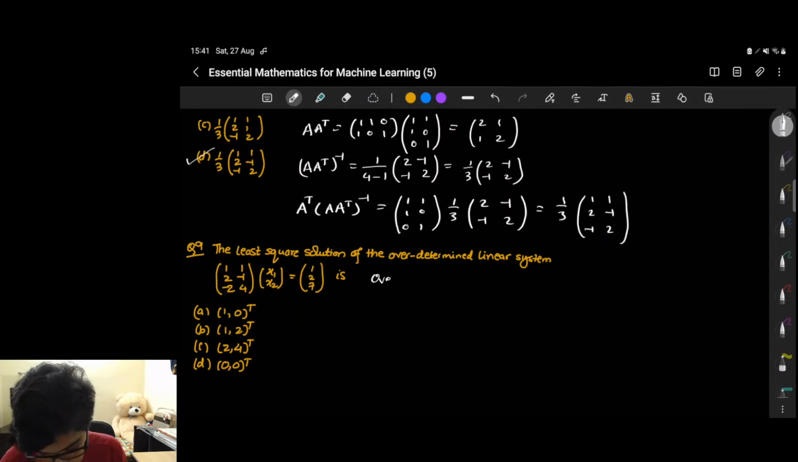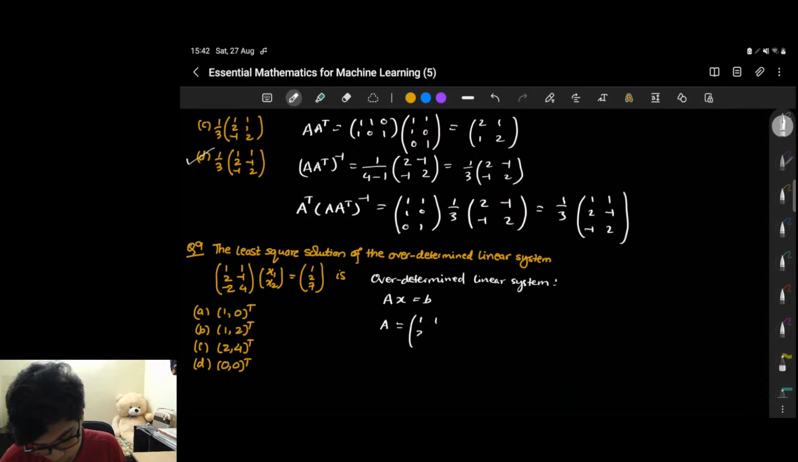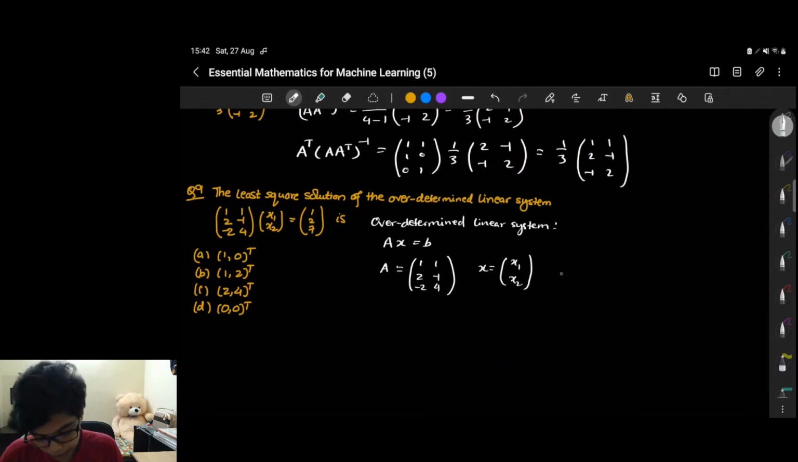The overdetermined linear system is given as follows: Ax equal to b. Now in our case, our A matrix is this coefficient matrix. So 1, 1, 2, -1, -2, 4. X is the variable matrix, x1, x2, which we need to find out. And B is the constant. So this is 1, 2, 7.